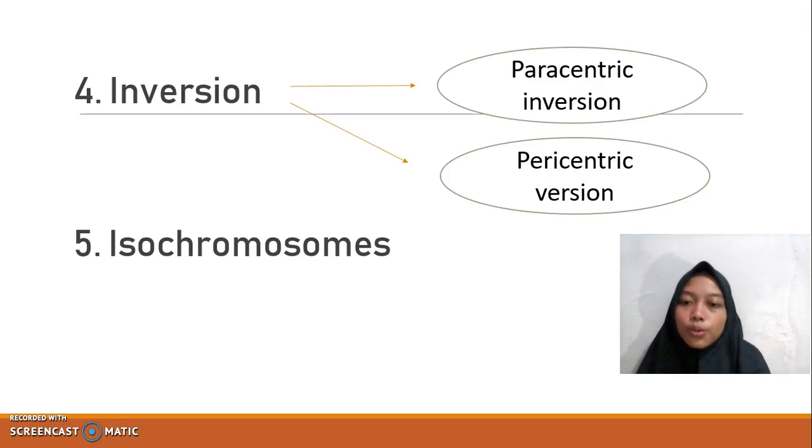Number five is isochromosome. It's difficult to say. Isochromosomes is a chromosome mutation that occurs when duplicating themselves. The division of the centromere changes in the direction of division so that two chromosomes are formed, each with identical or the same arms.